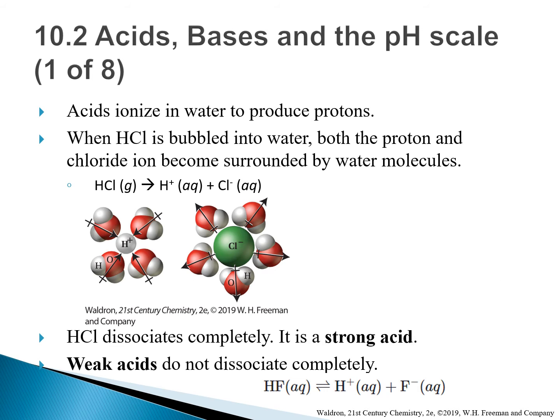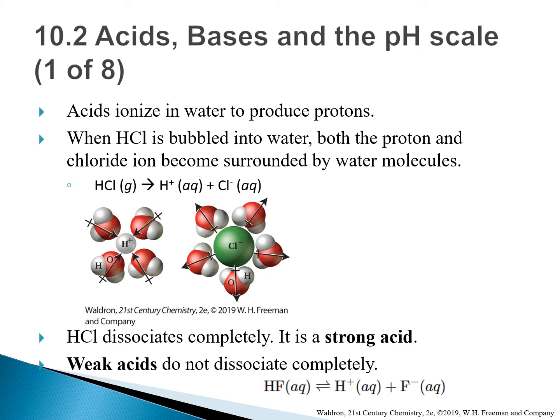Acids ionize in water to produce protons. Hydrochloric acid, or HCl, is a gas, and when it is bubbled into water, both the proton and the chloride ion become surrounded by water molecules, as shown in the figure below. Because HCl releases protons into water, we know that it must be an acid. This reaction goes in one direction only, as represented by a single-headed arrow. This means that all of the HCl that goes into the water makes ions. There is no HCl remaining, and no reverse chemical reaction takes place.